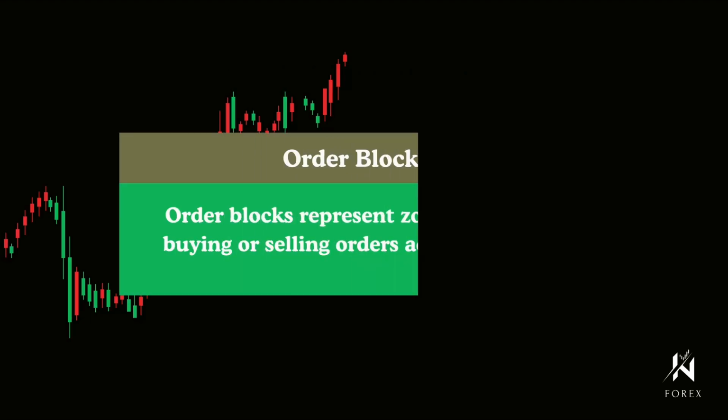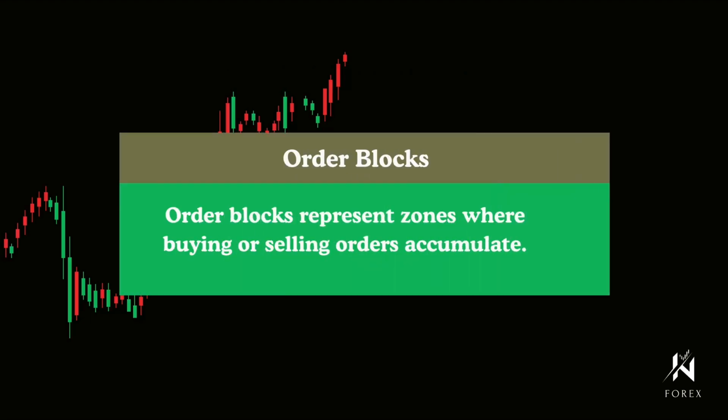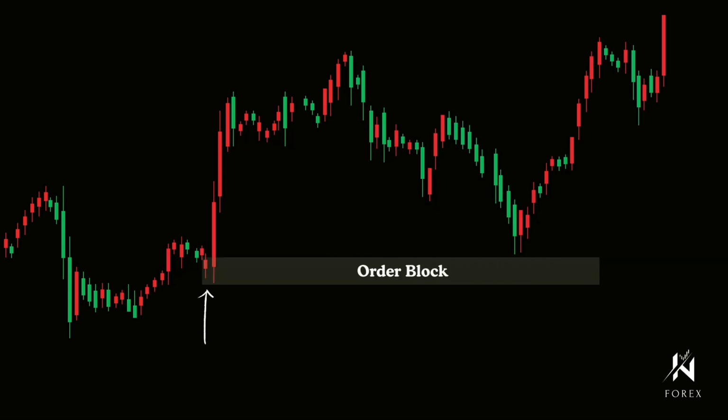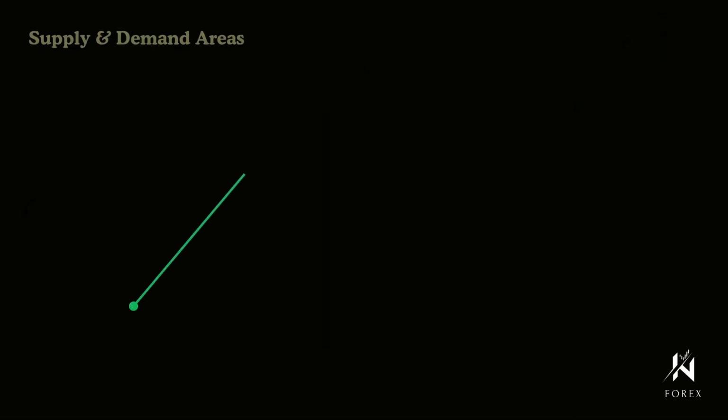Generally, order blocks represent zones where buying or selling orders accumulate. The market has previously rejected these levels, so when price revisits them it could respond again. Every order block is a supply or demand zone, but not every supply or demand zone meets the criteria of an order block. Let me demonstrate how each reaction to a price level forms a supply or demand zone.